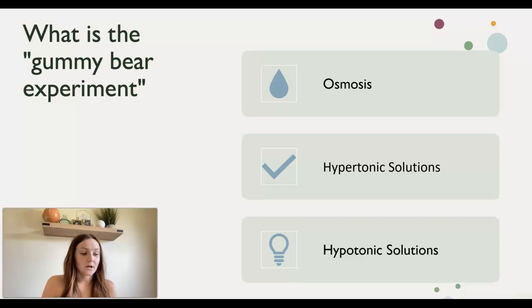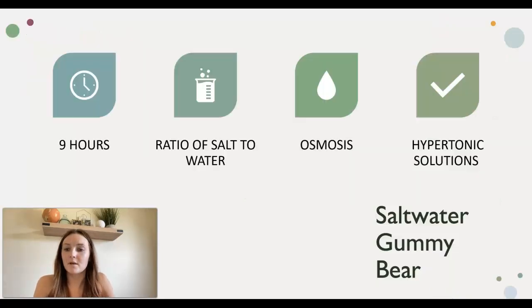And then next we have hypertonic. A hypertonic solution is when a higher concentration of solutes or solids dissolved in water occurs. And we'll talk about why that's important with gummy bears as well. And then the next term we have is hypotonic. So hypotonic is the lower concentrations, and what happens to the gummy bears during that type of experiment.